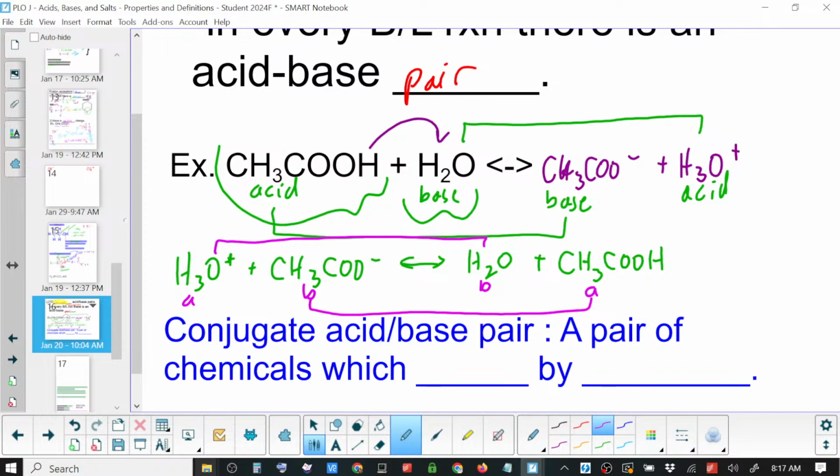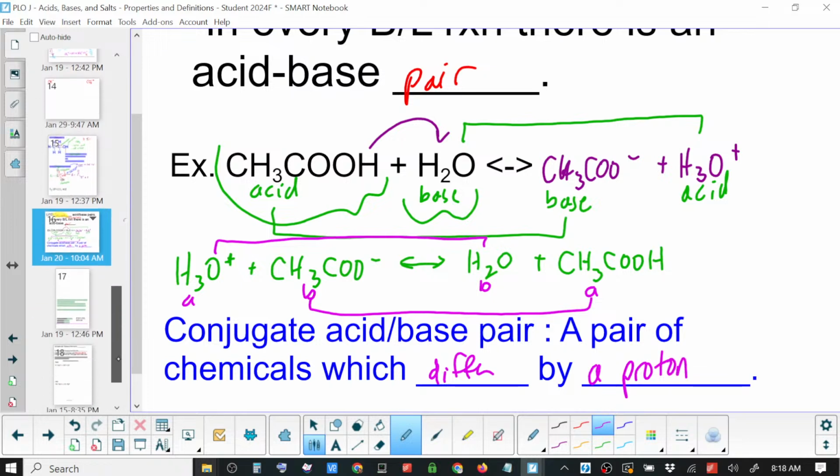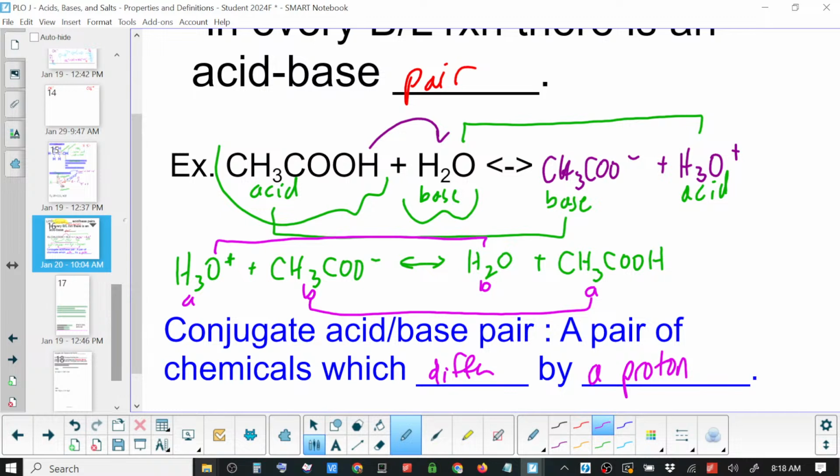The pairs we're looking at: anything that is an acid on one side, when it is on the other side after it's reacted, has become a base because it's lost its proton. If it's lost its proton, that means on the reverse reaction, it's going to gain a proton again, and that base is going to accept that proton and then become an acid. So these are known as acid-base pairs, and they differ by a proton. And then I'm going to have you write out a whole bunch of them.